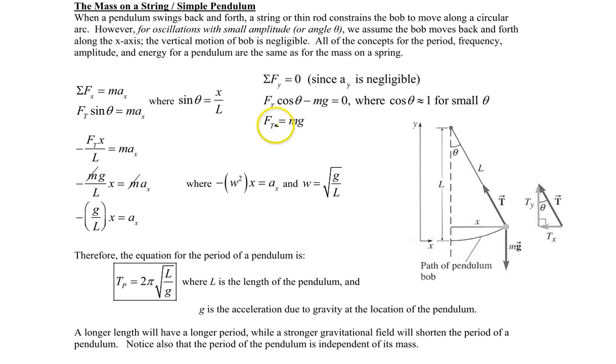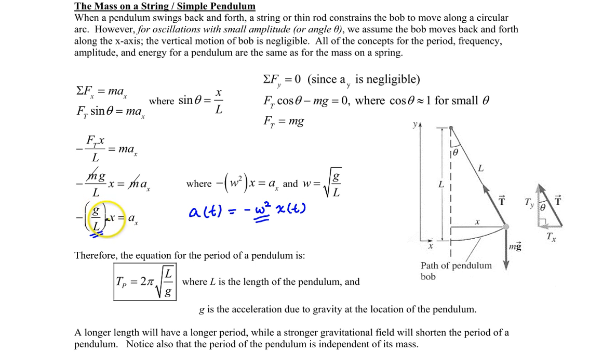So we now replace Ft with mg, and we see that the mass now on both sides will cancel out, and we have g over L times x equals ax. And we recall before we learned that a as a function of time is equal to negative the angular frequency squared times the position as a function of time. So really, this angular frequency squared, once again, is now shown for a simple pendulum to be g divided by L. L is the length of the pendulum, and g is the acceleration due to gravity.